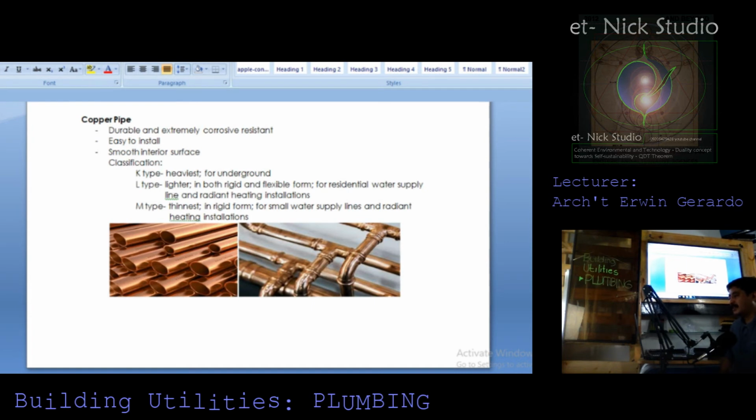The classification of copper pipe: K type is the heaviest, which is suitable for underground installation. While the L type copper pipe is lighter, in both rigid and flexible form, for residential water supply line and radiant heating installation. While the N type is the thinnest, in rigid form, for small water supply lines and radiant heating installation.